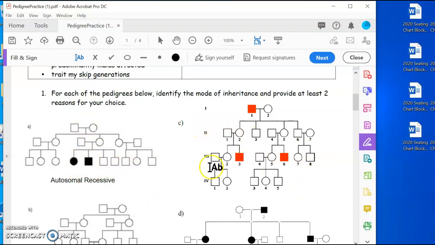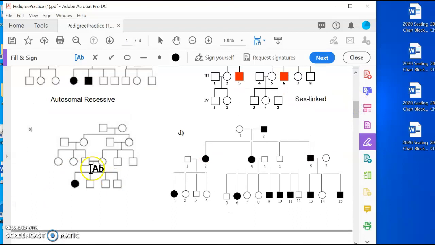Now over here at C, I'm just going across, you'll notice the three individuals that have it, not every generation has it, so it's not dominant, but the three that have it are all squares, which are all boys. And so the inheritance that is mostly males is sex-linked. And we're going to scroll down. All right, if we look at this one, only one individual has it, and that individual is a circle, which is a female. So this one is also autosomal recessive.